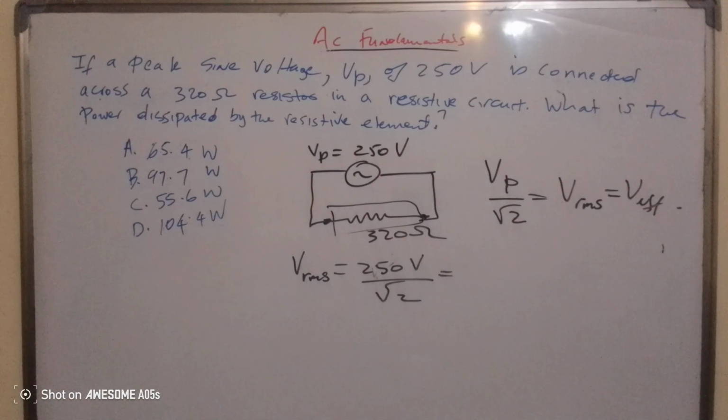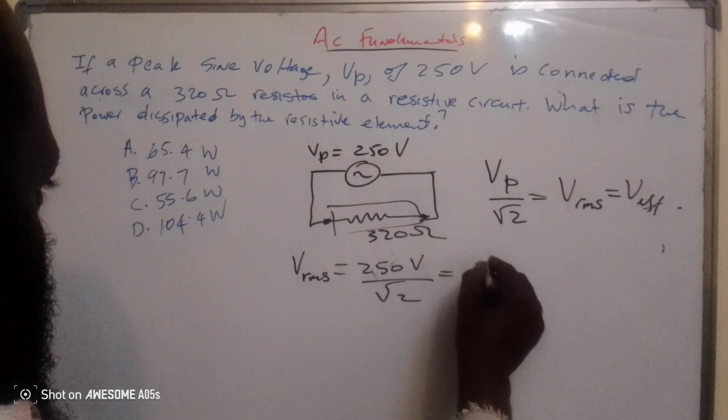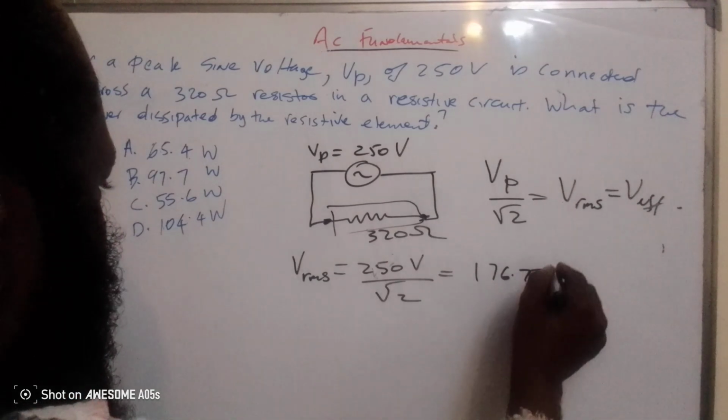Right, so let's try that. 250 volts divided by square root of 2 works out to be 176.77 volts.